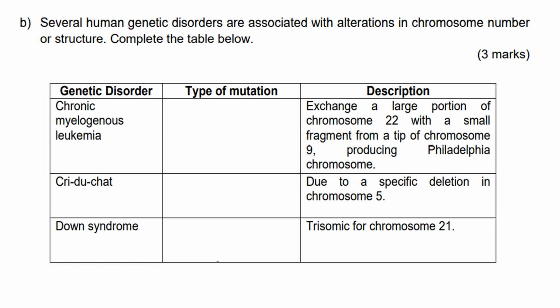Next question. Several human genetic disorders are associated with alterations in the chromosome number or structure. Complete the table below. For the first genetic disorder, which is chronic myelogenous leukemia, it involves the exchange of a large portion of chromosome 22 with a small fragment from the tip of chromosome 9, producing the Philadelphia chromosome. So basically this type of mutation is reciprocal translocation, that involves the alteration of chromosome structure.